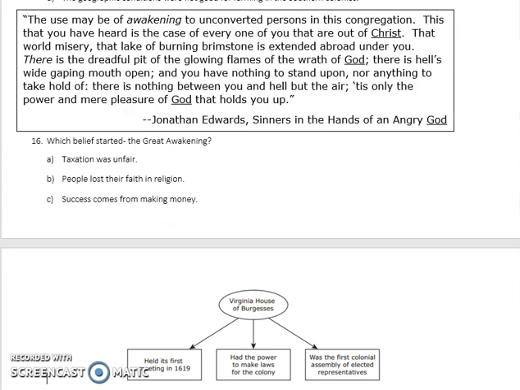Number 16. Which belief started the Great Awakening? A. Taxation was unfair. B. People lost their faith in religion. Or C. Success comes from making money.